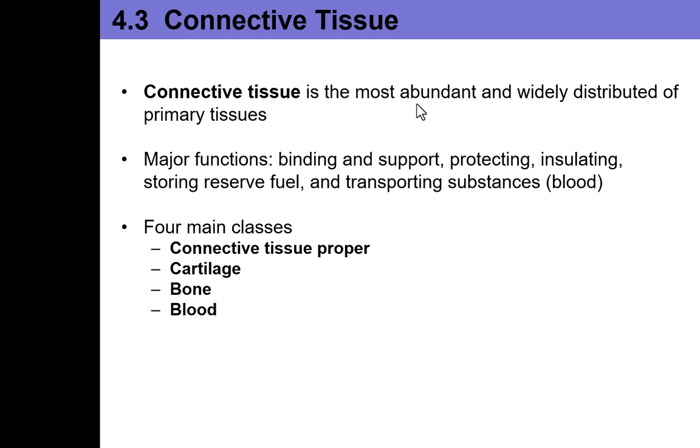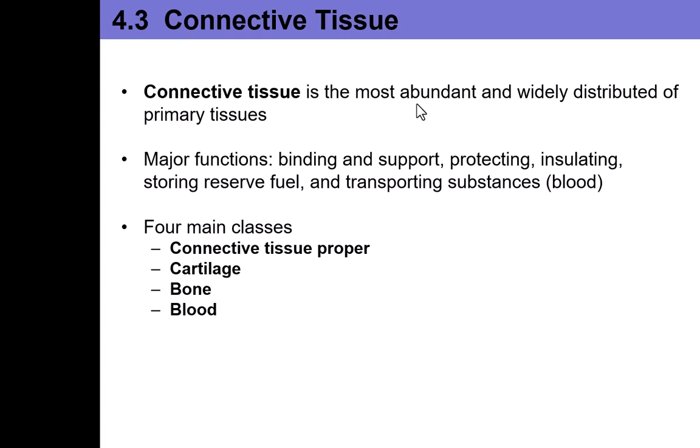In terms of connective tissues, these are different from epithelial tissues because they're doing different things. Epithelial tissues, remember, served as your coverings and linings. Connective tissues are doing quite a few other things. They can support tissues, and often connective tissues are the supporting tissues for epithelial tissues. They can serve as protection, for insulation, storing energy, and transporting substances.